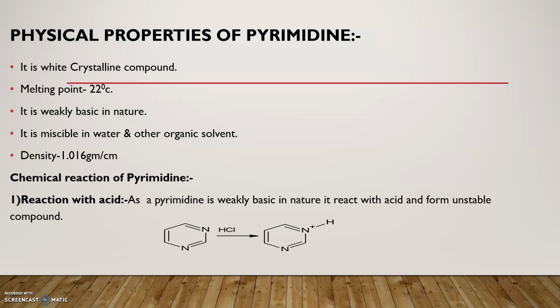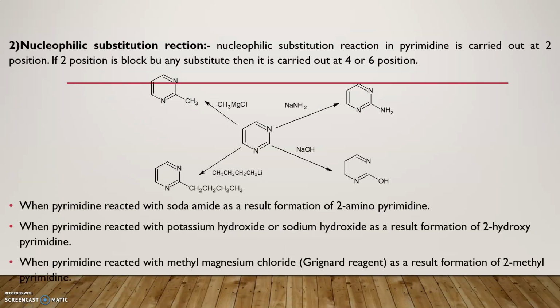Now we see the various chemical properties or chemical reactions of pyrimidine. As we have seen in the physical properties, pyrimidine is weakly basic in nature. That's why when pyrimidine is reacted with HCl, there is formation of an unstable compound.